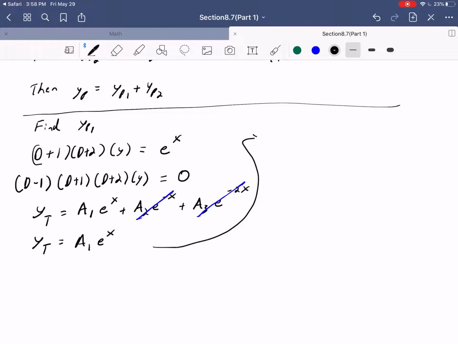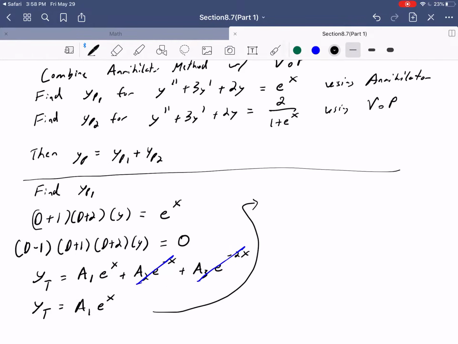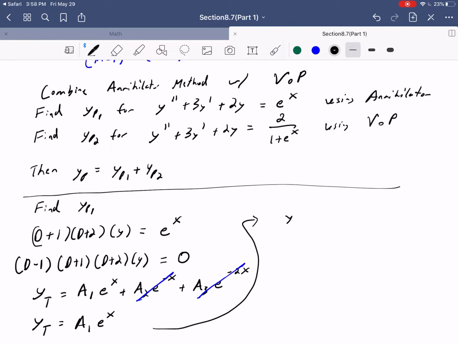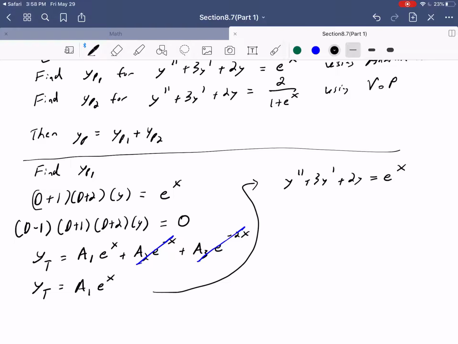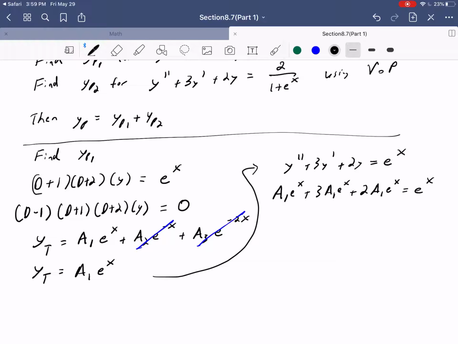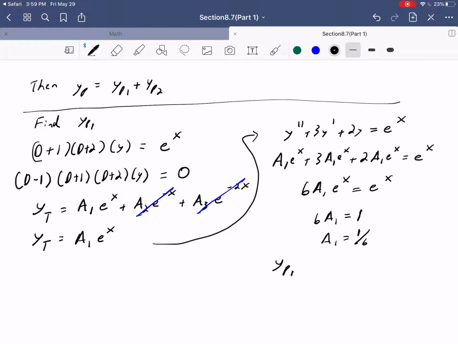So let's pop that into our original differential equation, y double prime plus 3y prime plus 2y, which is supposed to be e to the x. Two derivatives of this is just going to yield the same thing. So a1 e to the x plus 3a1 e to the x plus 2a1 e to the x is supposed to be e to the x. That adds up to 6a1 e to the x equals e to the x, which means 6a1 is supposed to be 1. So a1 is 1/6. So our first part of our particular solution is 1/6 e to the x.